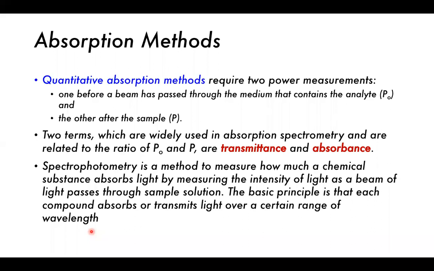Spectrophotometry is a method to measure how much a chemical substance absorbs light by measuring the intensity of light as a beam of light passes through the sample solution. The basic principle is that each compound absorbs or transmits light over a certain range of wavelength.